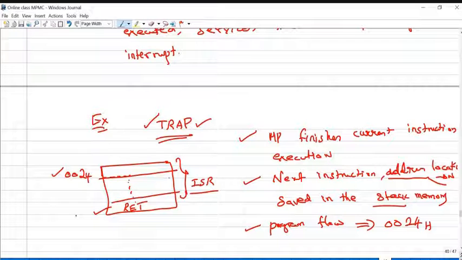Once the interrupt service routine is completed, the last line of the interrupt service routine must be the return instruction. Whenever the return instruction is executed, the processor retrieves the address information from the stack memory and loads it in the program counter. Then normal execution begins. So this is the overall introduction about the interrupt structure in the 8085 microprocessor.